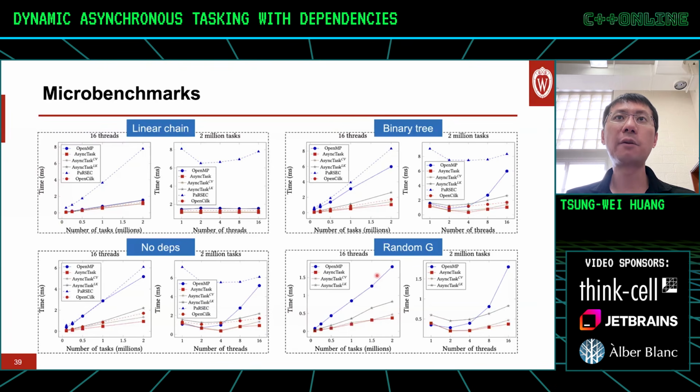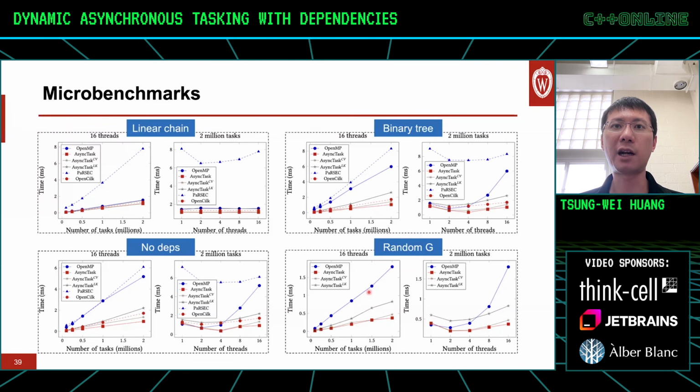This slide plots the performance comparison for the 4 micro-benchmarks: linear chain, binary tree, embarrassing parallelism, and random graph. In general, AsyncTask is doing a very good job, outperforming the baselines in nearly all scenarios. For example, in random graph, as we increase the number of tasks on the x-axis here, AsyncTask scales much better than the other baselines, and the gap to OpenMP, marked by the blue line here, becomes larger and larger.